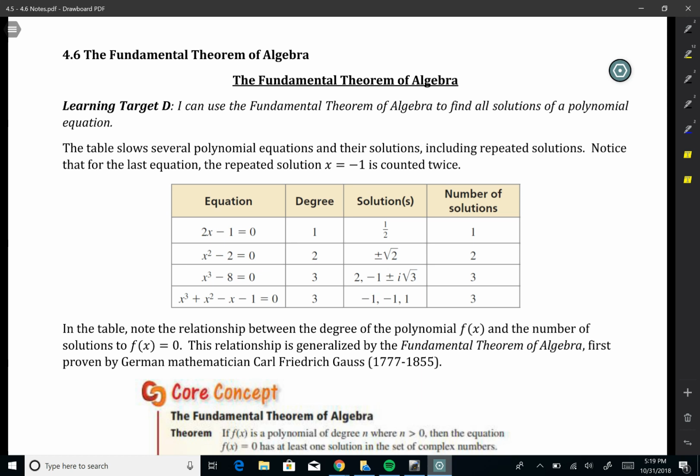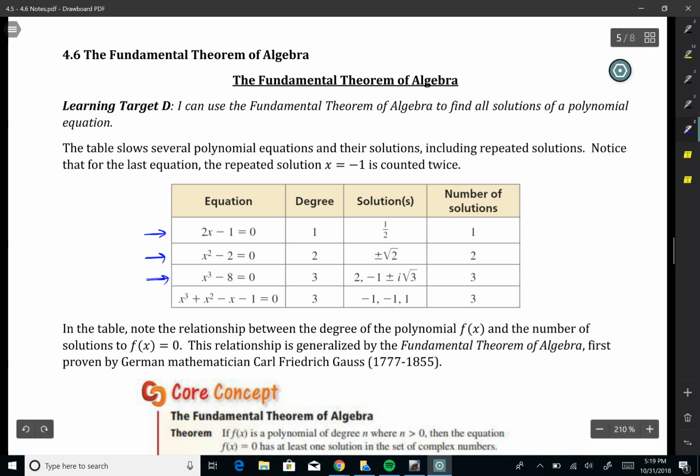So if we look at this table below, it has a bunch of polynomial equations of different degrees, and then it has its solutions and then the total number of solutions. In our first equation, 2x minus 1, which is a linear equation, so it's degree 1, we have one solution, which is 1/2. Our quadratic equation, x squared minus 2 equals 0, is degree 2. Its solutions are plus or minus the square root of 2, so that counts as 2 solutions.